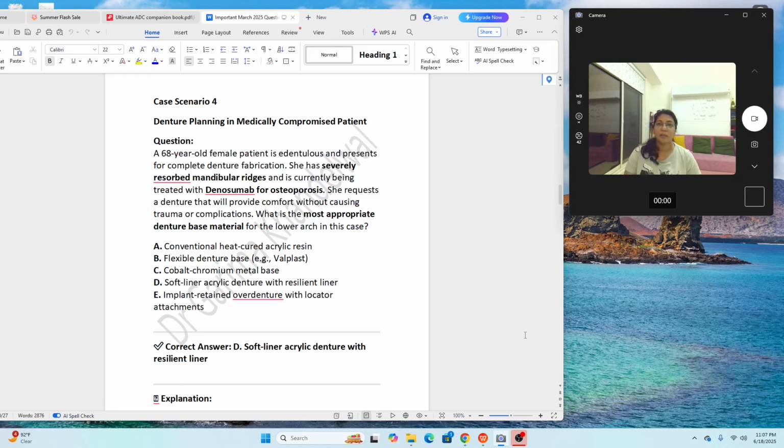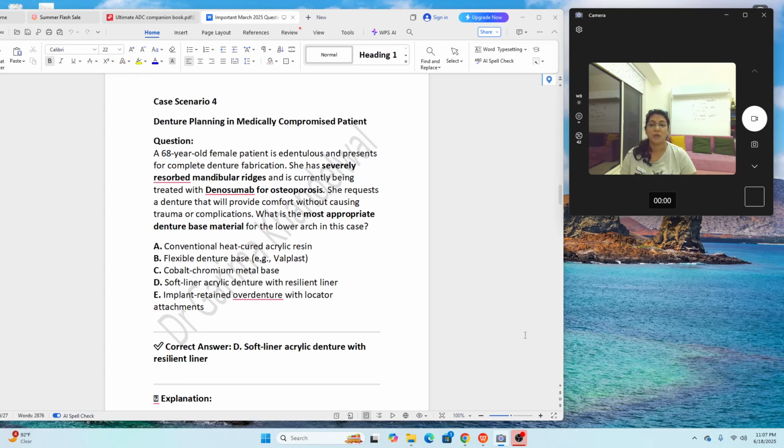But you cannot give implant. I mean, it's not like you cannot give implant, but it's very risky to give implants in denosumab patients, because the bone is not going to heal that fast, and you want to have the least amount of trauma to the mucosa and the bone, because the chances of developing osteonecrosis is very high in such patients. So the minimum surgery that you do is the best for these patients. So you have to take care of the overall health also. So option E is not here, but if the patient was healthy, then option E would have been the right choice.